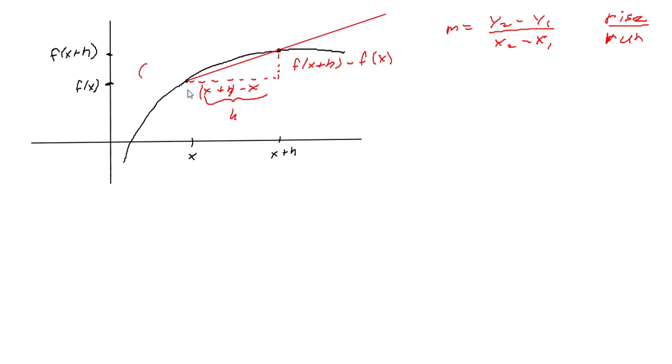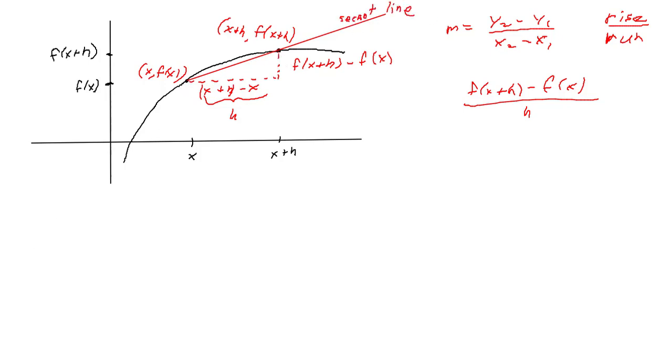And again, this is the point x, f of x, and this is our point x plus h, comma, f of x plus h. So again, slope being rise over run, the slope of the secant line would be the change in y over change in x, or we're going to have f of x plus h minus f of x all over h. And this would be the slope of this secant line.